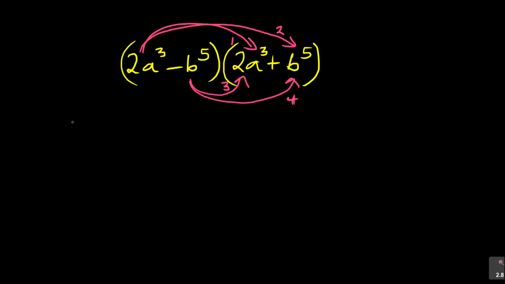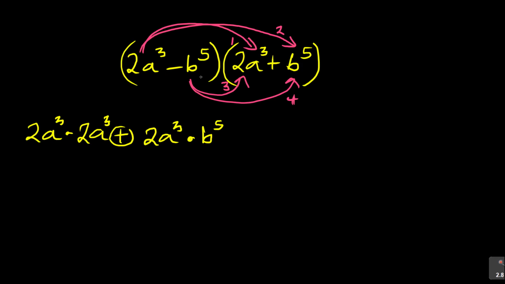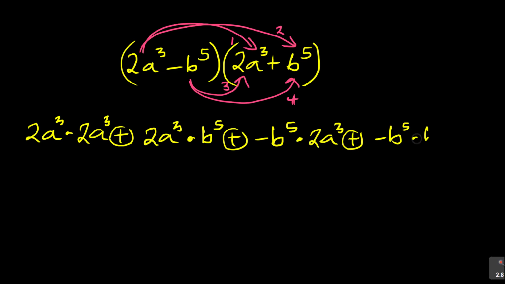So what we have is 2a cubed times 2a cubed. We have done already how you solve this. And then number 2, always take out a positive: 2a cubed times b to the power of 5. And then number 3, always take a positive, minus b to the power of 5 times 2a cubed, and then take a positive, then minus b to the power of 5 times b to the power of 5. This one we already worked.